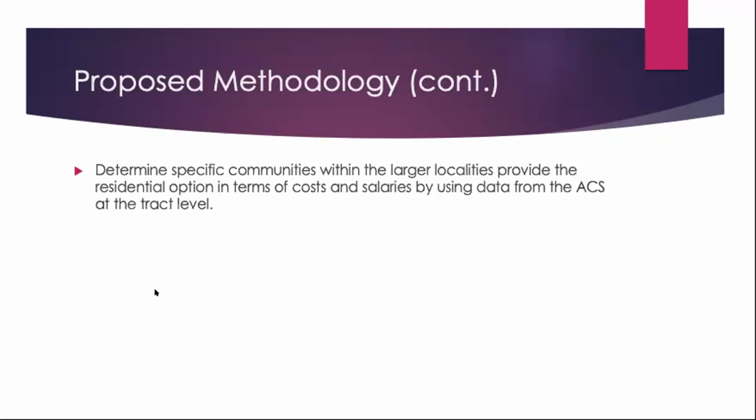Sorry, I'm going to be using data from the ACS because it breaks down the data at a tract level, which is obviously going to be much smaller than the county level. So with that, it will allow me to compare data at a much smaller scale than the county level to determine specific trends in specific neighborhoods that offer better value than another community.